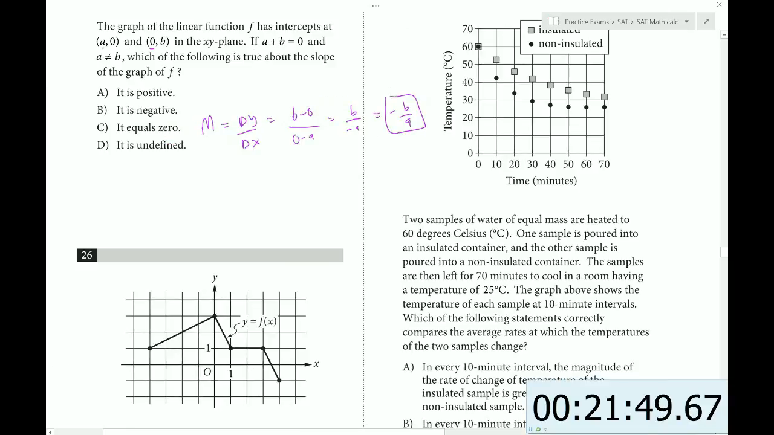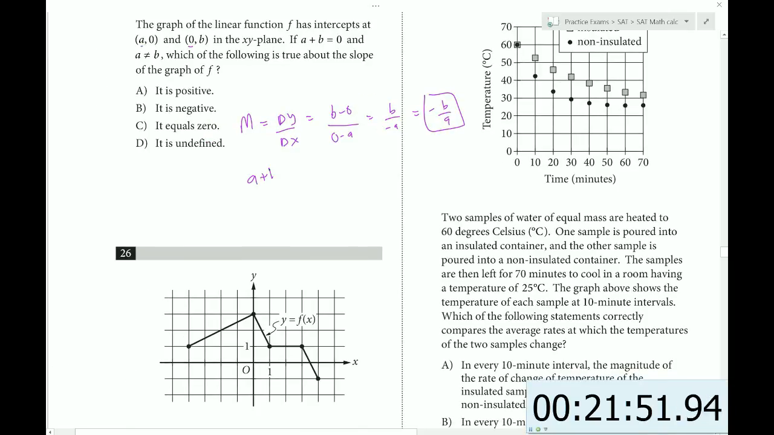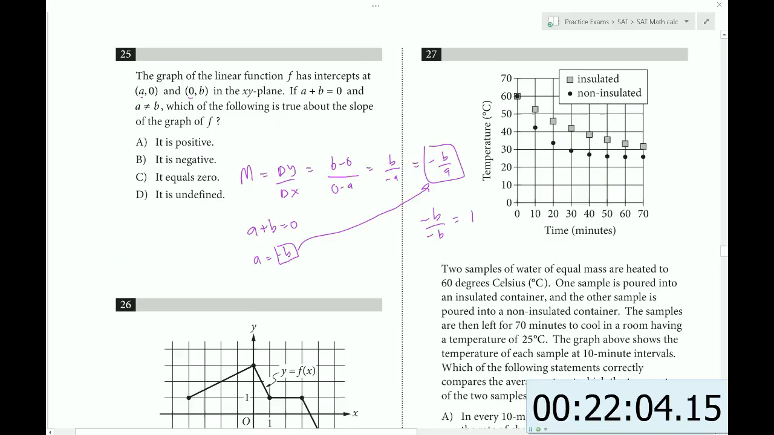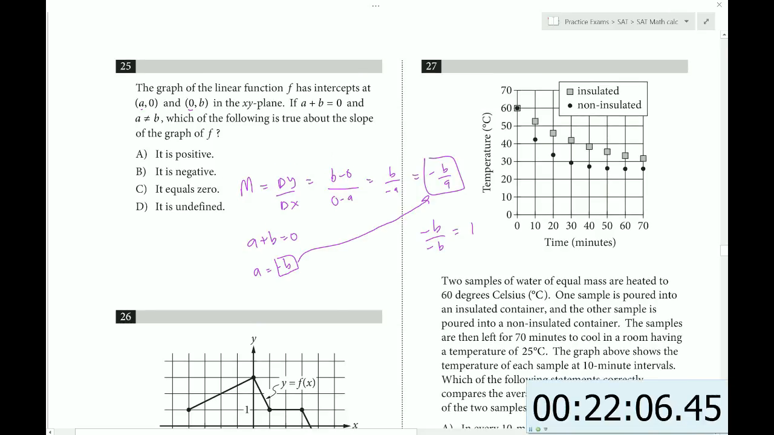And we know that a plus b is equal to 0, which means that a is equal to negative b. I could plug this negative b in for a. I get negative b over negative b, and that equals 1. So we learned that the slope is equal to 1, if we did everything correctly here, which is a positive value.